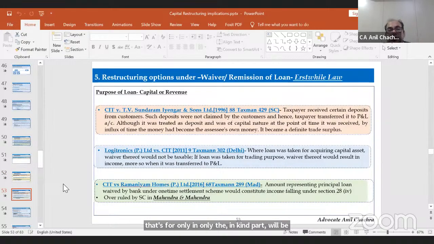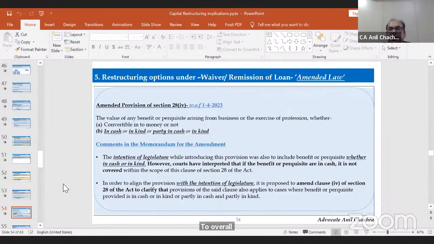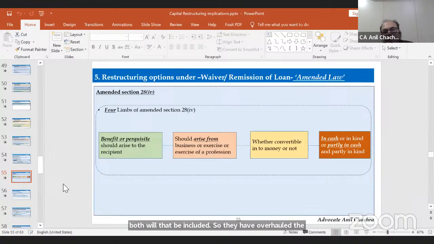To overrule the Mahindra and Mahindra judgment, they have introduced an amendment in section 28(4), which specifies that whether convertible into money or not, in cash or in kind, or partly in cash or partly in kind. They have introduced by way of the amendment that the benefit arising from business, whether convertible into money or not, in cash or in kind, both will be included. So they have overruled the judgment of Mahindra and Mahindra. Earlier there were three limbs, now there are four limbs. The fourth limb is in cash or in kind, right? They have mentioned it in the section itself.